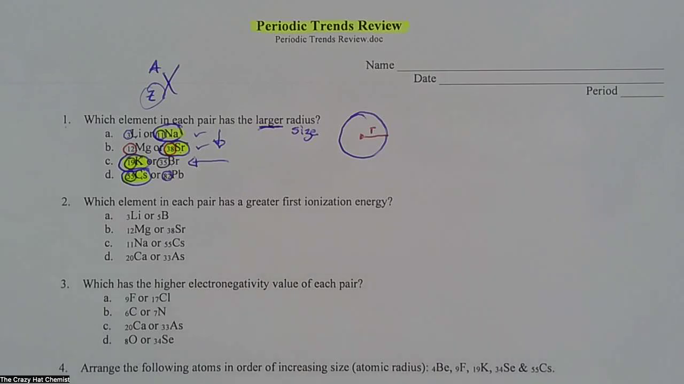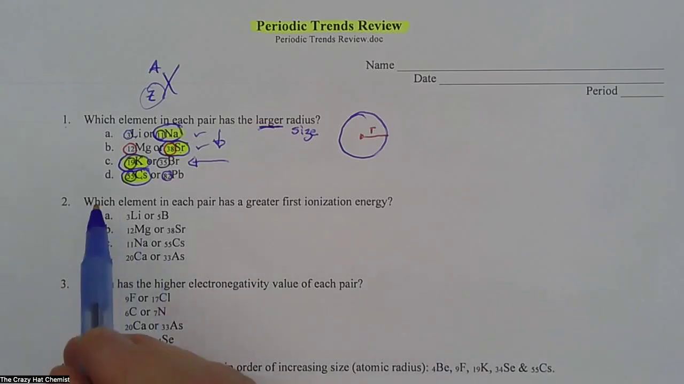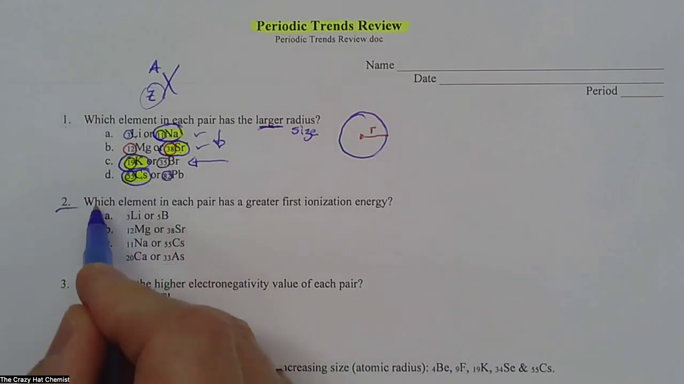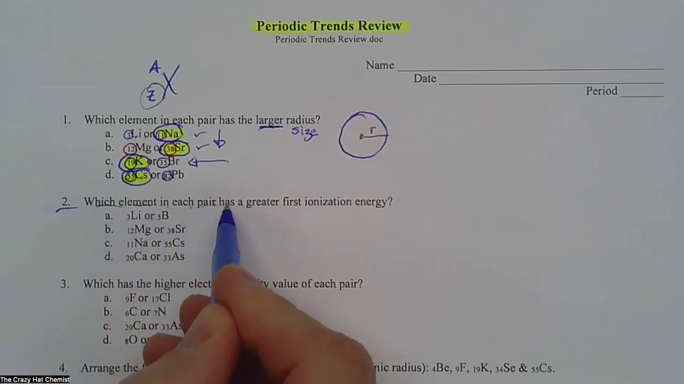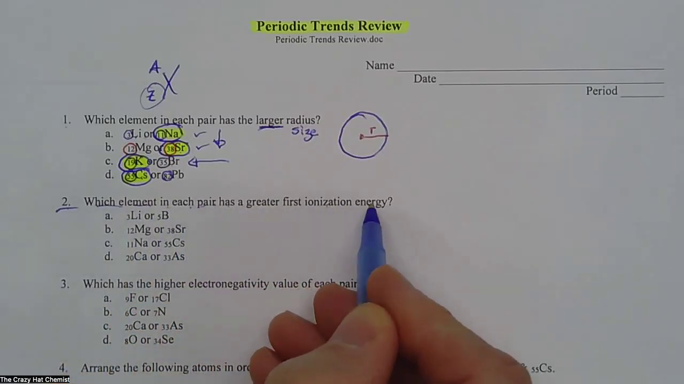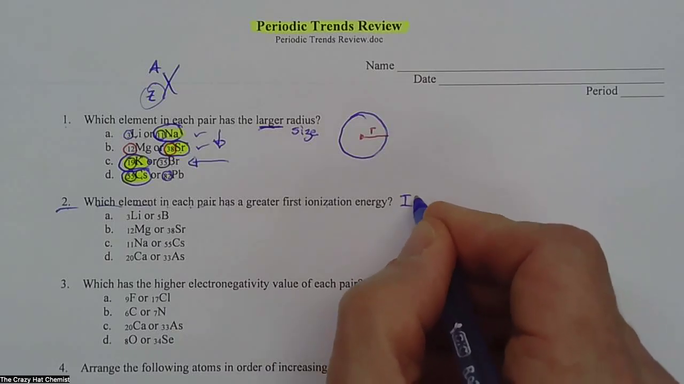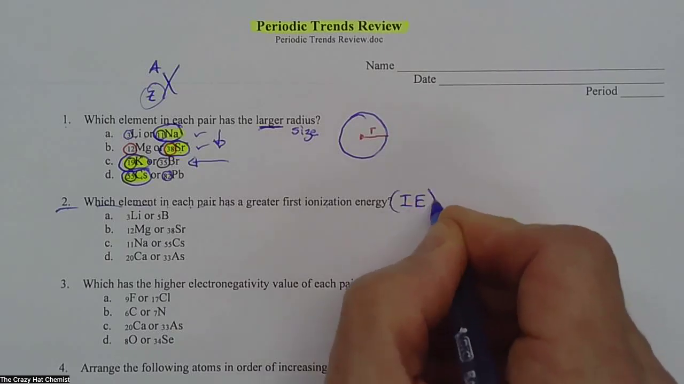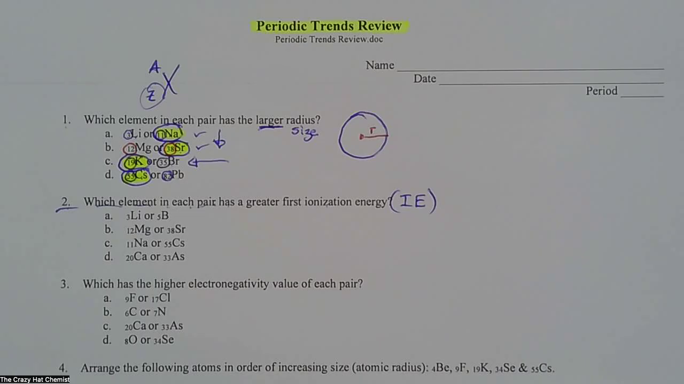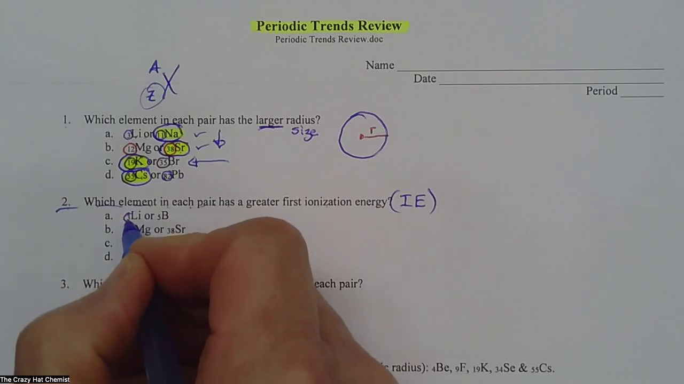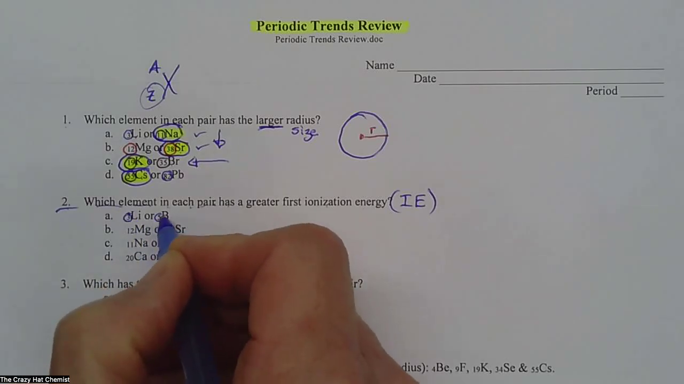All right. Now we're going to answer the next question. That is question number 2. Number 2 says, which element in each pair has a greater first ionization energy? Ionization energy is usually denoted by just IE. And we're going to be doing the same thing that we did on the last problem here, and that is we are going to find element number 3 and element number 5.